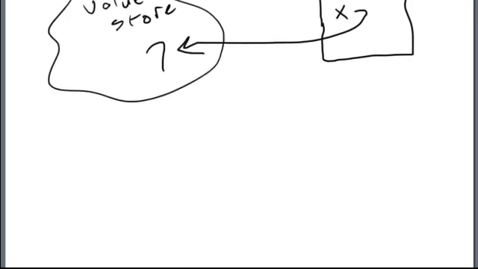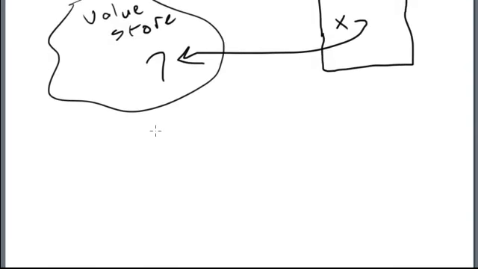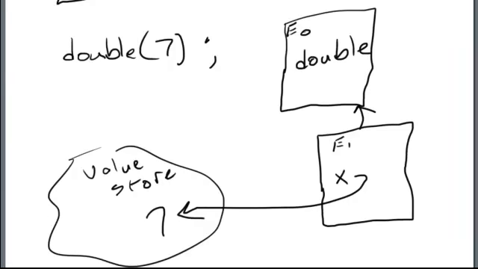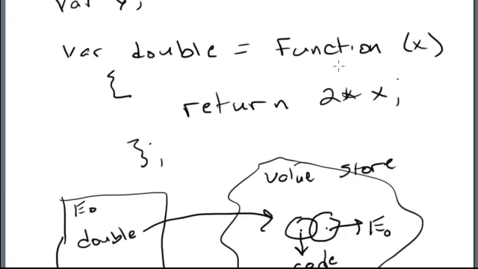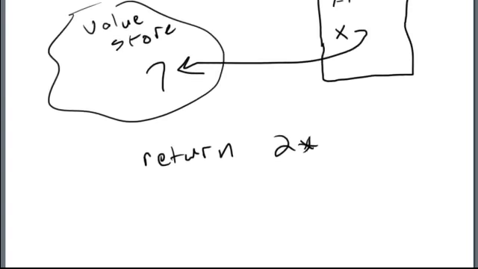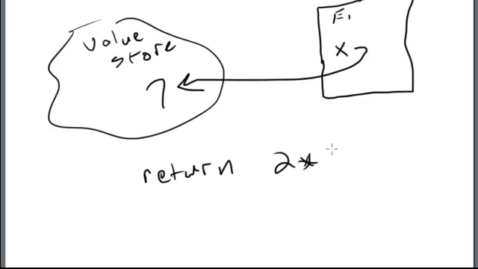So the code is going to run, and it's going to return 2 times. It's going to look in the environment that it's running in now. This statement, 2 times x, is associated with this new environment that's created every time you call a function. And so that's going to return 2 times 7, which is going to return 14.